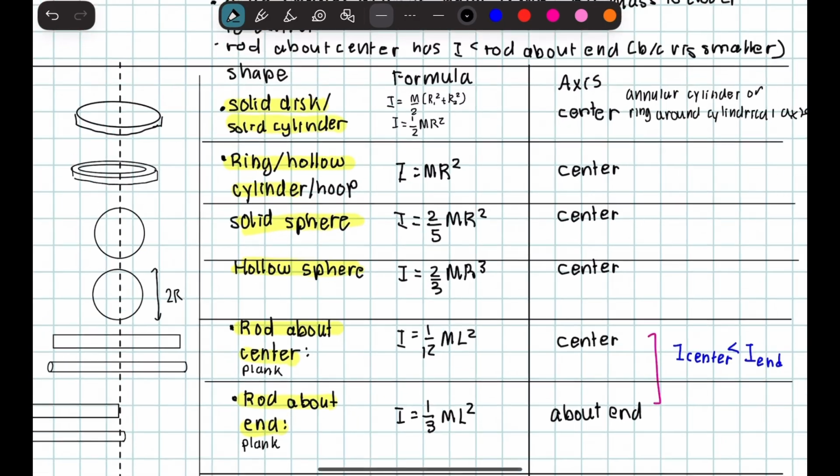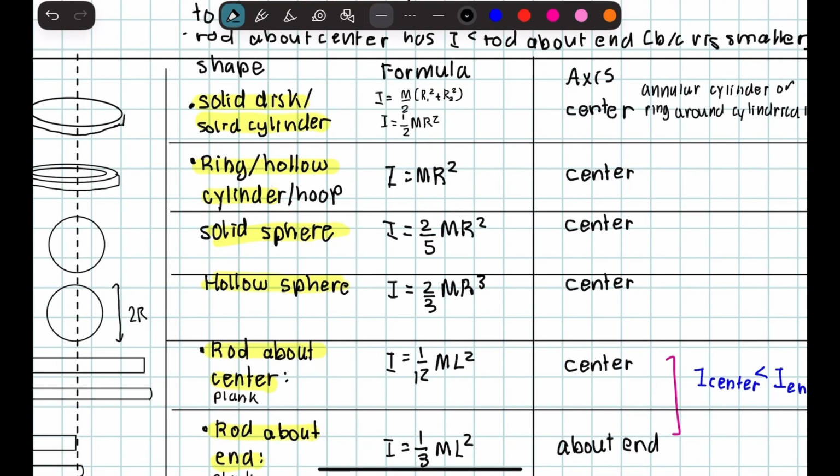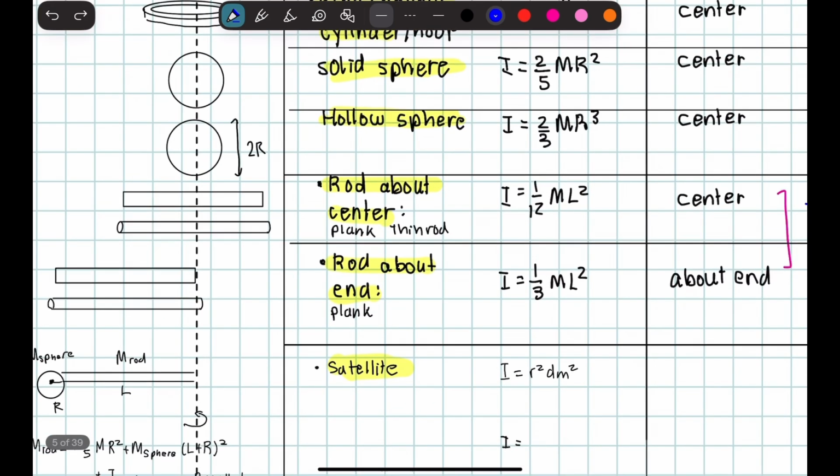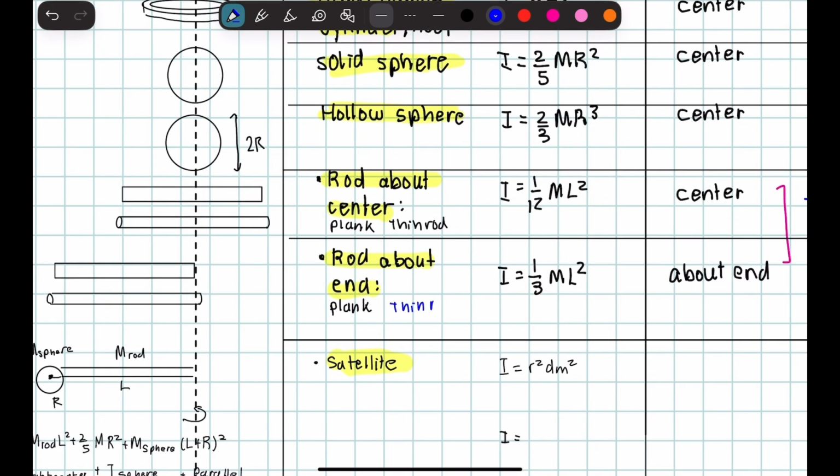Let's continue on with a ring or a hollow cylinder hoop. That's going to be I equals mr squared. Now let's talk about a thin rod about its center. I is going to equal 1/12 ml squared. Let's go one at a time. And let's talk about a thin rod at its end. A thin rod at its end is going to be 1/3 ml squared.